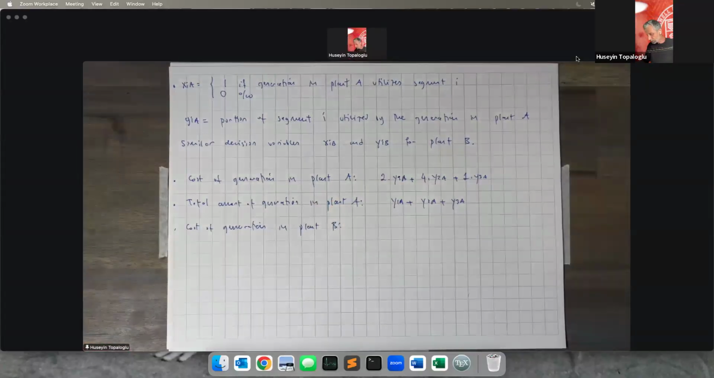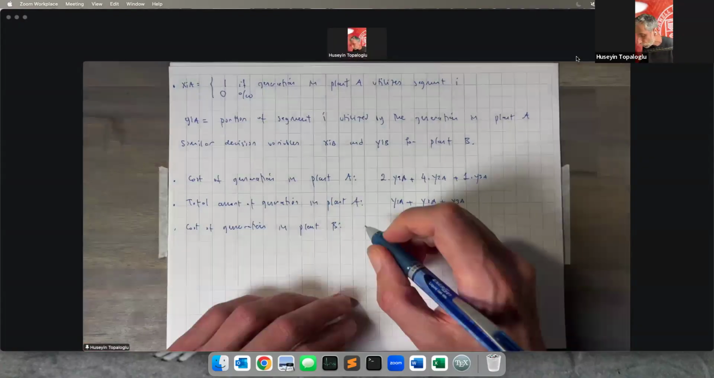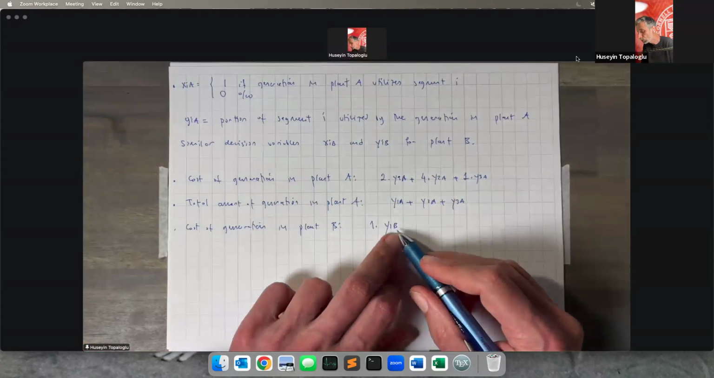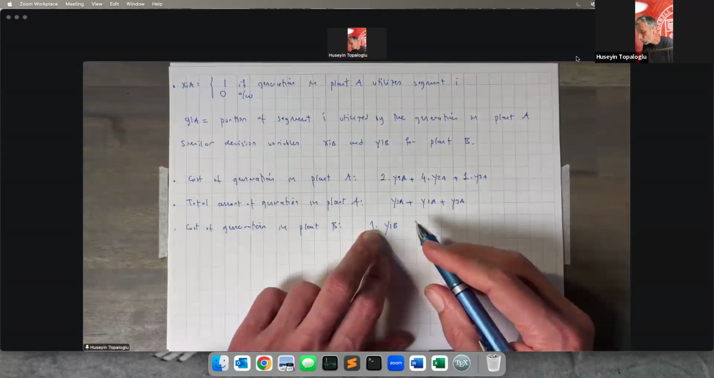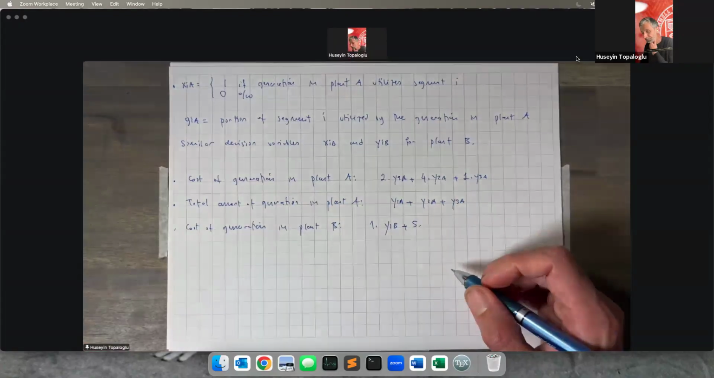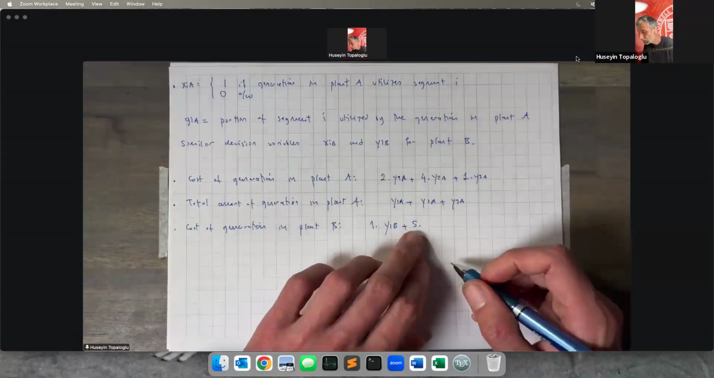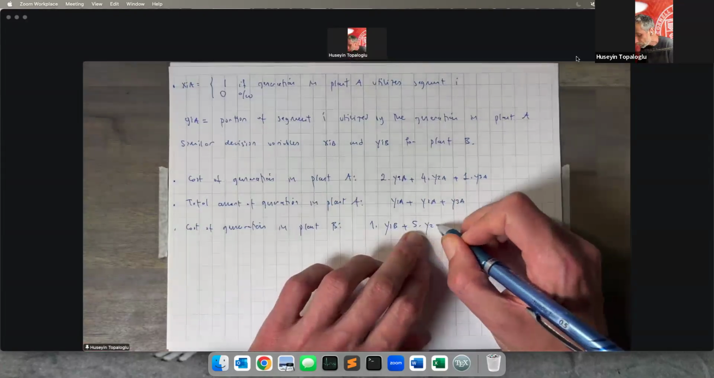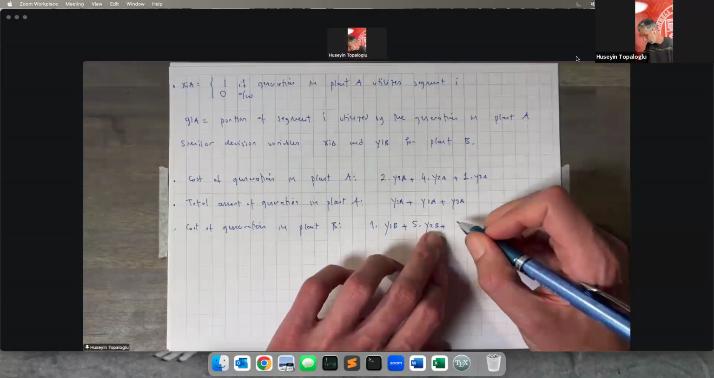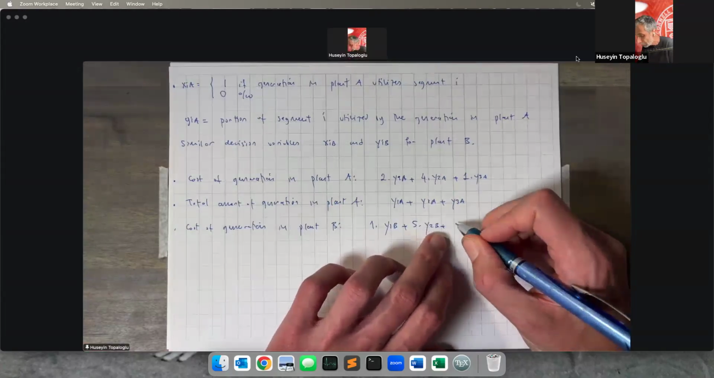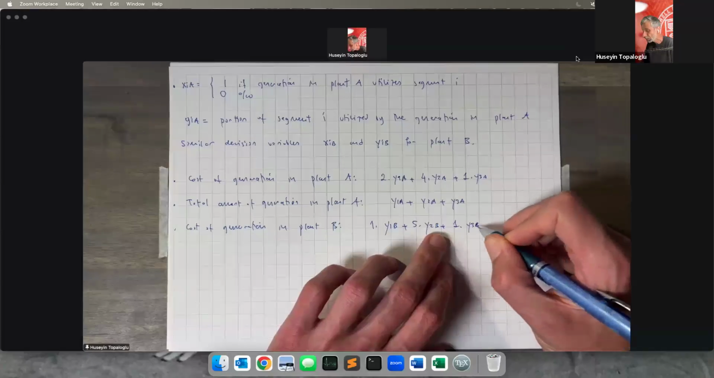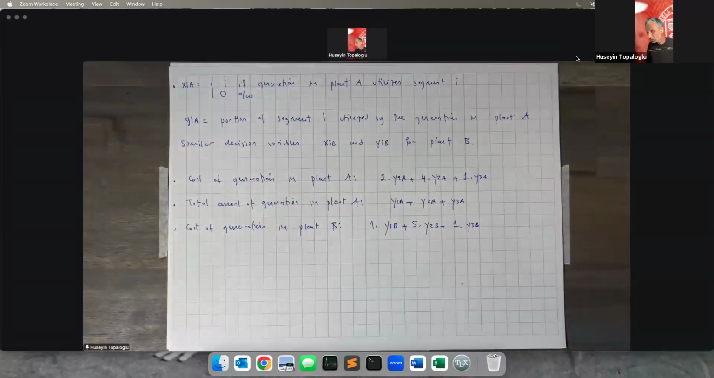For each unit of generation in segment 1 in plant B, we incur a cost of $1. So Y1B is the amount of generation that we do in segment 1 in plant B. For each unit of generation that we do in segment 2 in plant B, we incur a cost of $2, and the amount of segment 2 that we utilize in plant B is Y2B. And for each unit of generation in segment 3, we incur a cost of $3, and the amount of segment 3 that I utilize in plant B is given by Y3B.